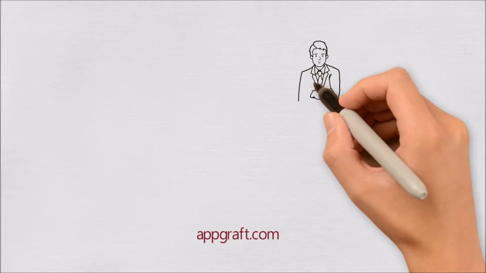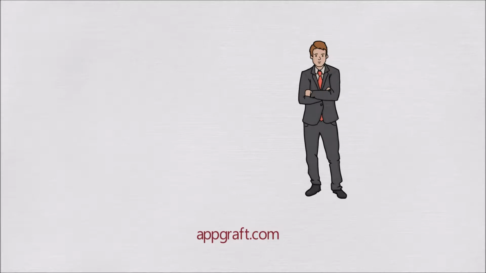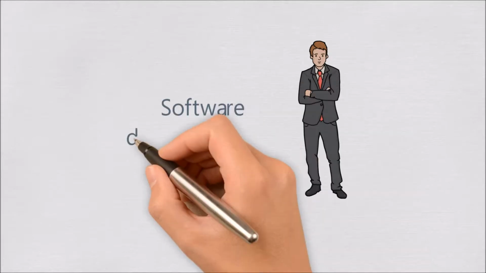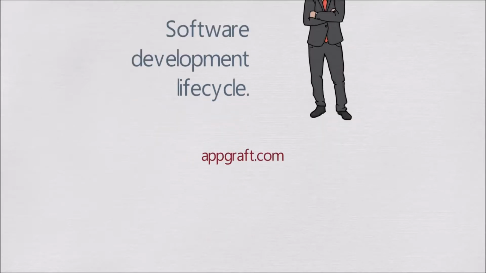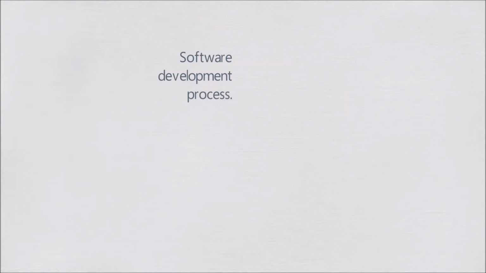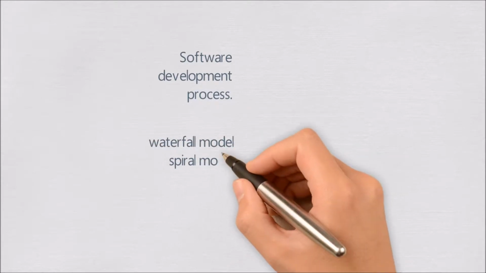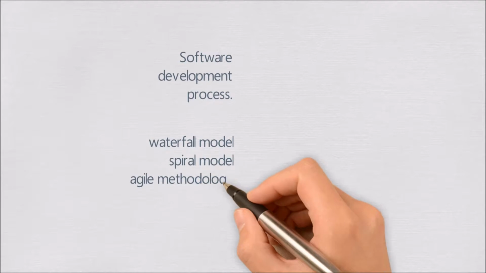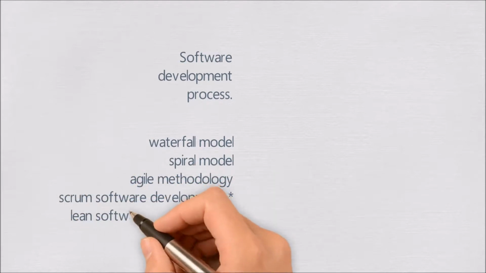In this video, I'm going to tell you a little bit about how software is built. This is often called the software development process, or sometimes the software development life cycle. There are many types of software development processes. This describes and defines a team's approach to building a software product. Some of the most popular processes are the waterfall model, spiral, agile, scrum, and lean, which comes from automotive.